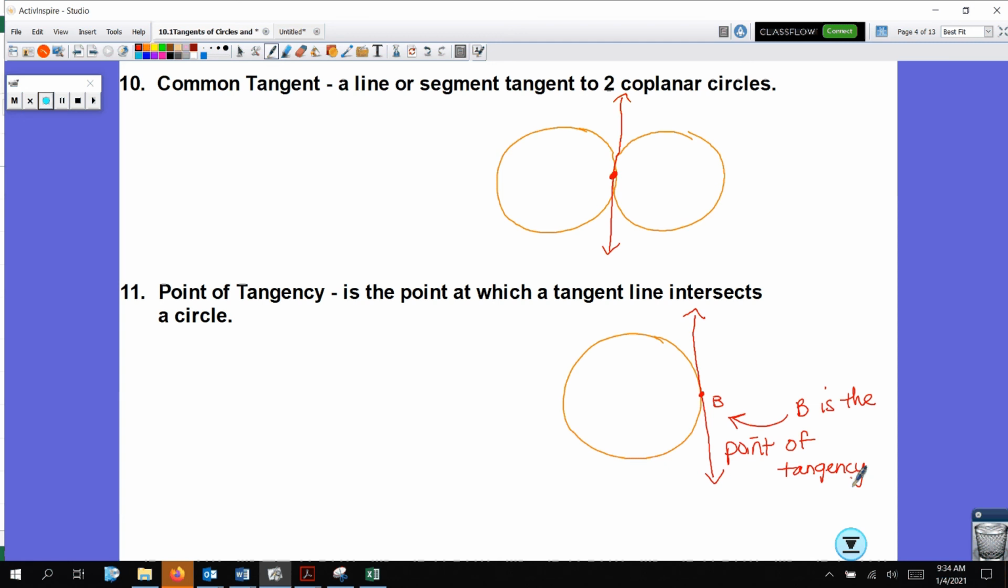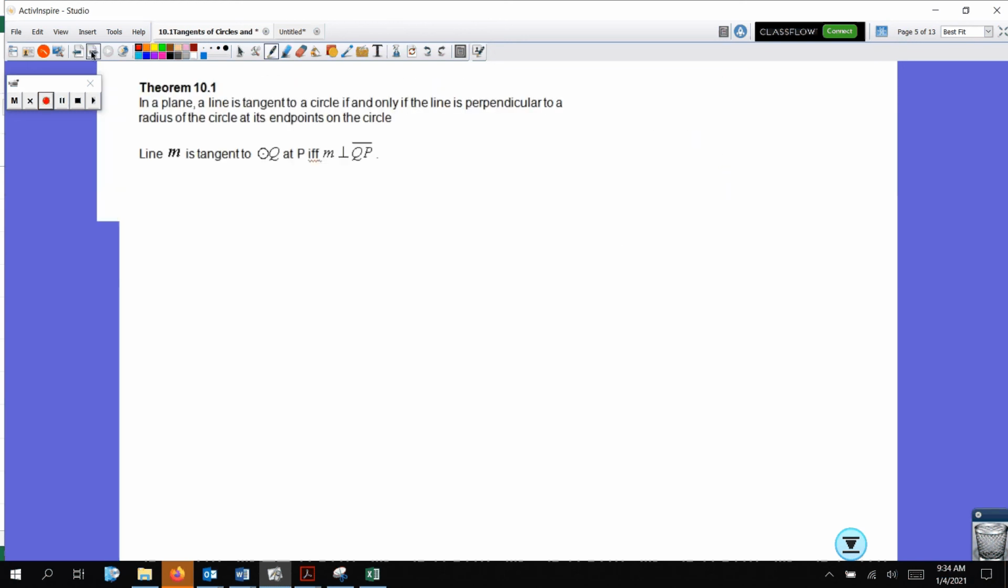All right, well, that'll do it with our definitions. Again, if you need to pause and copy this down, please do so now. Otherwise, let's look at some examples. Oh, well, let's first investigate some theorems. I apologize. So in Theorem 10.1, if a line is tangent to a circle, then it is perpendicular to the radius drawn to the point of tangency.